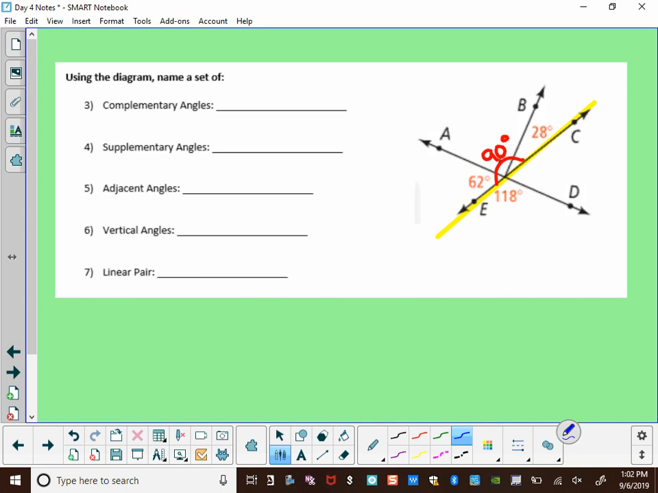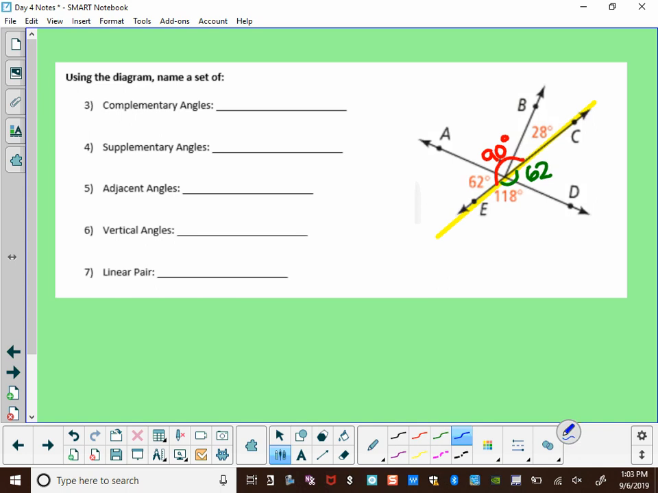Alright, now let's look below the yellow line. It's still a straight angle, right? So that means that these two angles have to equal 180 degrees. You guys with me so far? So out of these two angles, I have 118. What's 180 minus 118? So I can find what's missing. 62. 62, good. Alright, so we filled that in.